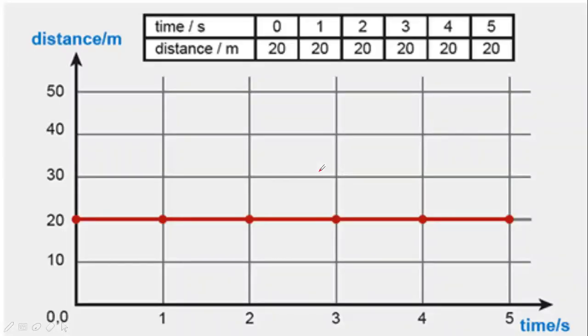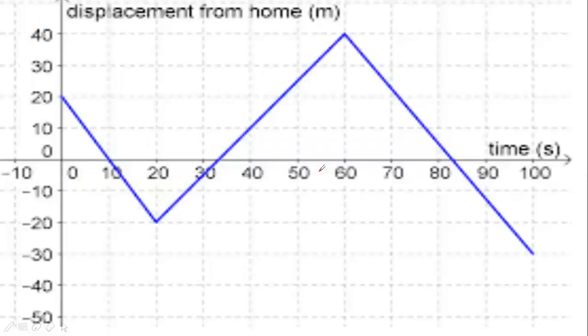You can see the diagram. Time and distance, 20 meter, 20 meter, 20 meter, 20 meter, distance remains constant. Time is passing. So it represents the body which is in a state of rest, because no distance is traveled during this journey. This represents displacement time graph and represents velocity.